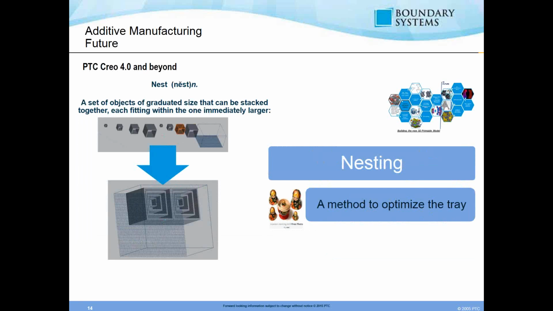Another portion here that we're looking at in Creo 4 is the capabilities for nesting. Nesting is a set of objects of graduated size that can be stacked together, each fitting within the one immediately larger part. So it's a method to optimize the tray portions here. You can see in the example here, we have all of our parts spread out, optimizing those with the nesting capability. We're stacking those internally inside one another, and you're ready to go.